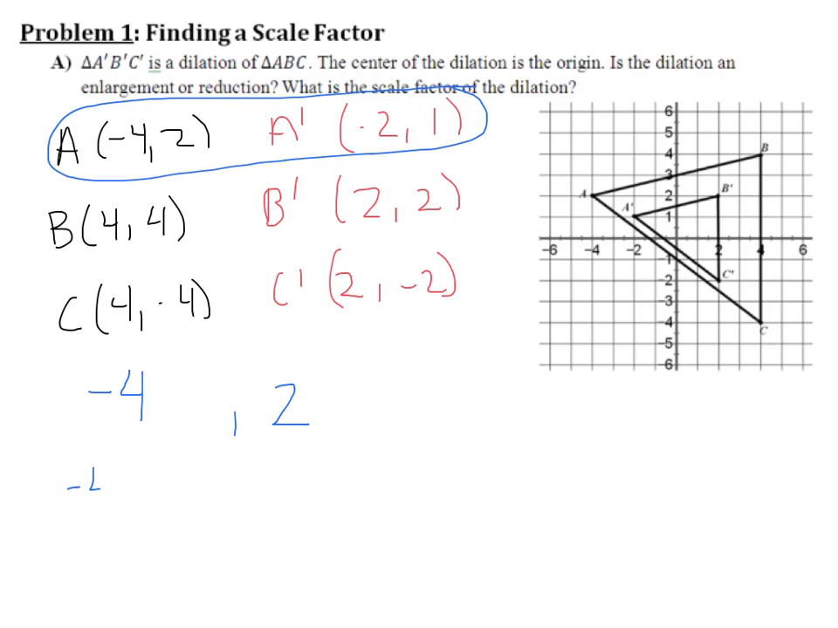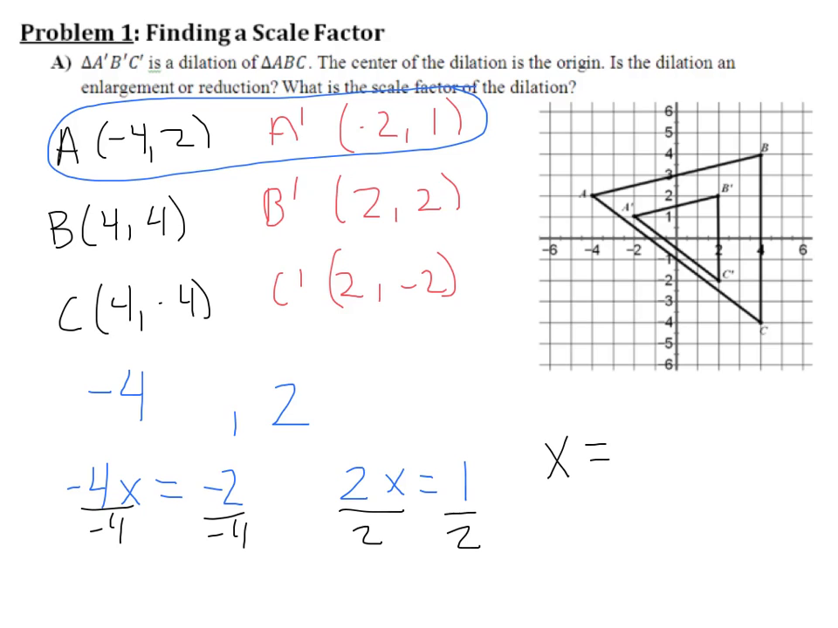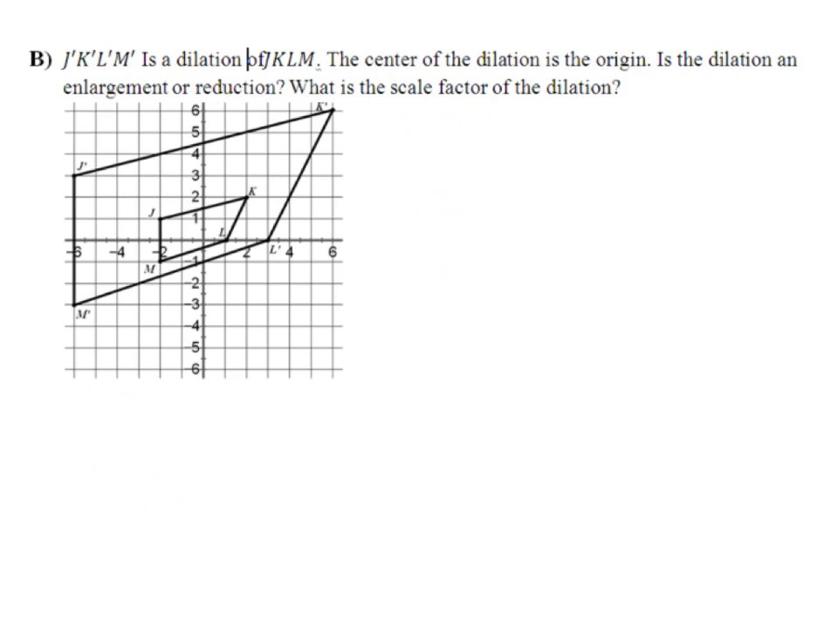So in this case, -4 times something is going to equal -2. Or 2 times something, your scale factor, is going to equal 1. So I'm going to solve for each of these and see if I come up with the same number, because I should. The scale factor should always be the same. And for both cases, my x, or my scale factor, is going to be 1/2. And it should be less than 1 because my image is smaller than my original.